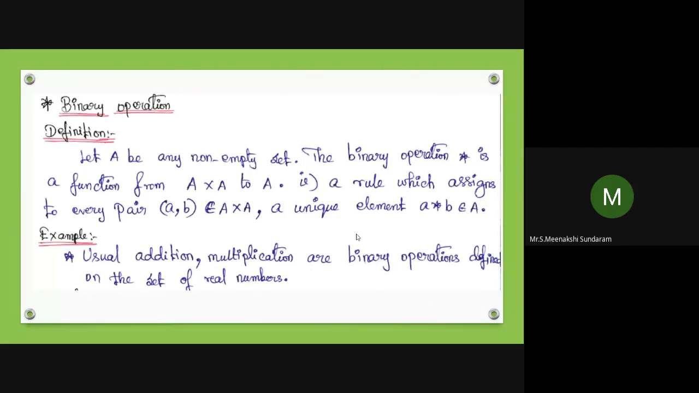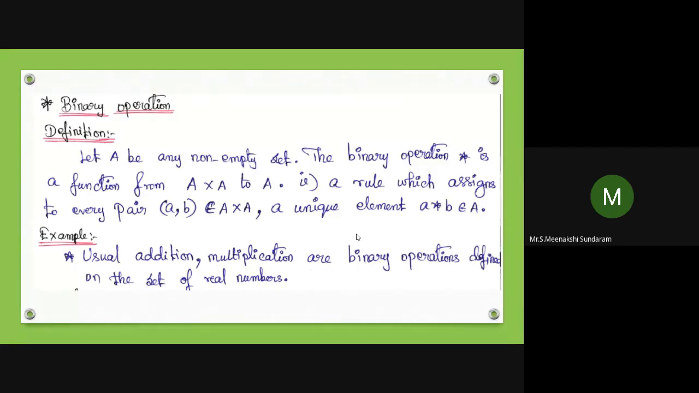A rule which assigns to every pair (a, b) belonging to A cross A a unique element a star b belonging to A. The input is in the domain A cross A. When you take the elements a, b, the operation star may indicate addition, meaning you add a plus b, or subtraction, meaning you take a minus b. If that element also belongs to A, then it is called a binary operation.